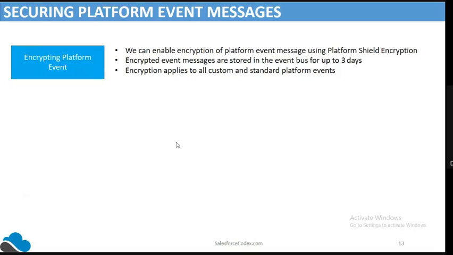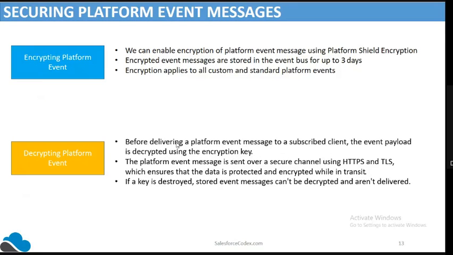Encrypting platform events: we can enable encryption of platform event messages using the same Platform Shield Encryption technology. Encrypted event messages are stored in the event bus for up to 3 days, and this is for the more important platform events. For normal events, it is 1 day, 24 hours, for those encrypted messages in the event bus. Encryption applies to all custom and standard platform events. Standard platform events, like when batch Apex is run and it throws an error, are actually standard platform event messages. So platform event encryption is applicable for all custom and standard platform events.